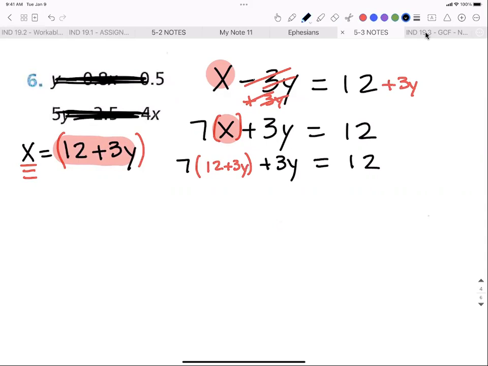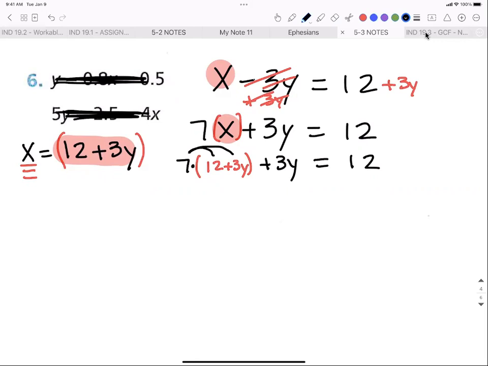Okay, PEMDAS. So parentheses first. And when you see parentheses, when the 7 is touching the parentheses, what do we do with that 7? Multiply. Good. And you guys are right. PEMDAS was right? We're going to multiply that 7 into the parentheses to distribute it, because we have to get rid of parentheses first in PEMDAS.